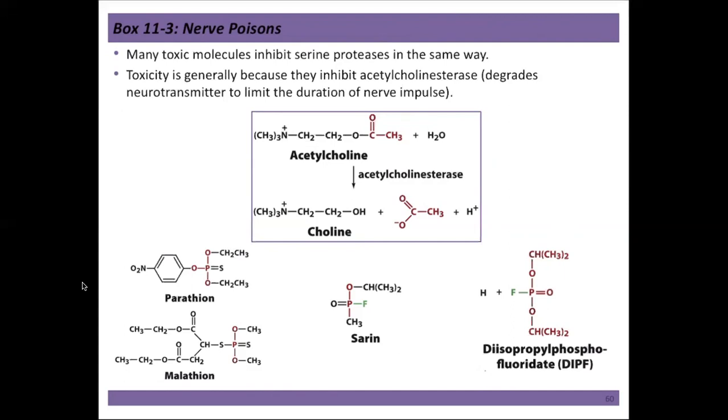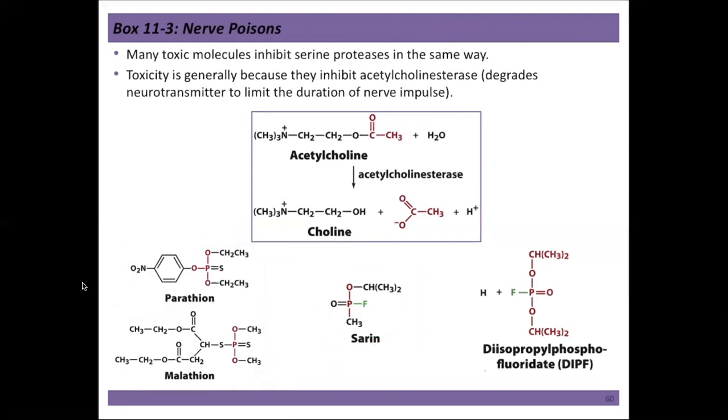So we use these as insecticides. Parathion, you may have heard of that, or malathion. These are insecticides. These are similar to glyphosate that's actually used to kill weeds. So they all have this very similar structure. So these kill insects, and this kills humans.